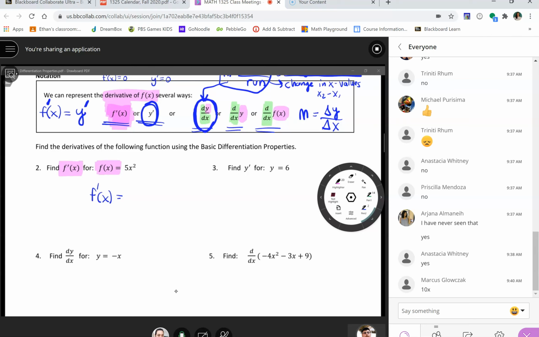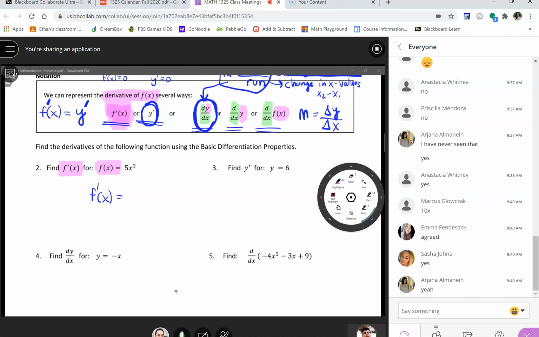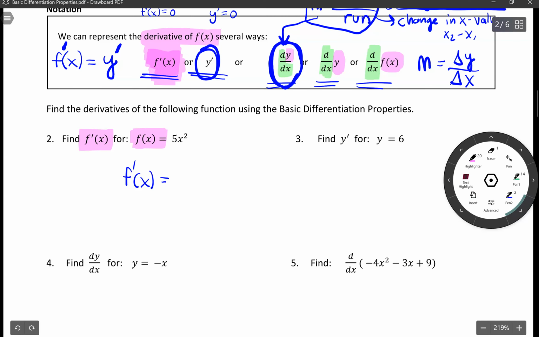Okay, Marcus thinks it's 10x. Did anyone else get 10x? Emma agrees. Sasha agrees. Okay, cool. Then I can go through this one pretty quickly.